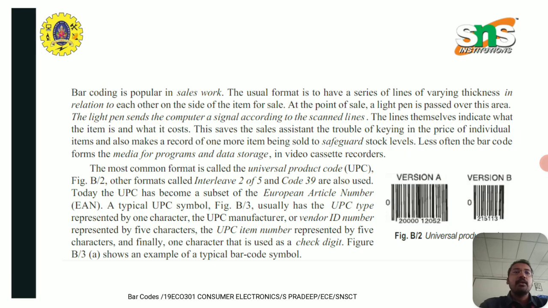The most common barcode format is called the Universal Product Code. The other formats called Interleaved 2 of 5 and Code 39 are also used. Today, the UPC has become a subset of the European Article Number. A typical UPC symbol usually has the UPC type represented by one character, the UPC manufacturer or vendor ID number represented by 5 characters, the UPC item number represented by 5 characters, and finally one character that is used as a check digit.